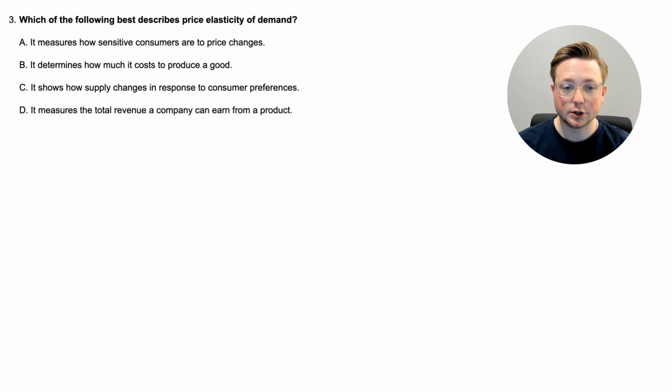All right, here we are at question 3. Which of the following best describes price elasticity of demand? So let's walk through this. This is a new topic. Option A, it measures how sensitive consumers are to price changes. Option B, it determines how much it costs to produce a good. Option C, it shows how supply changes in response to consumer preferences. Or option D, it measures the total revenue a company can earn from a product.